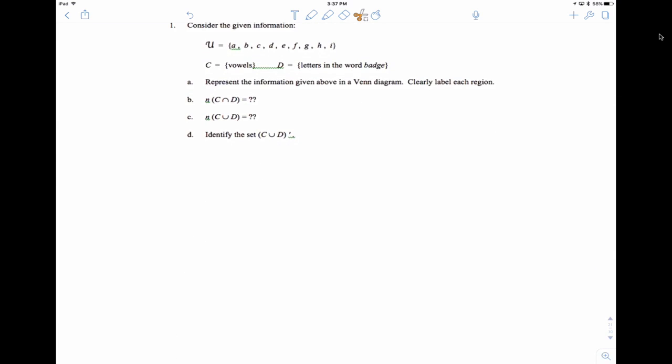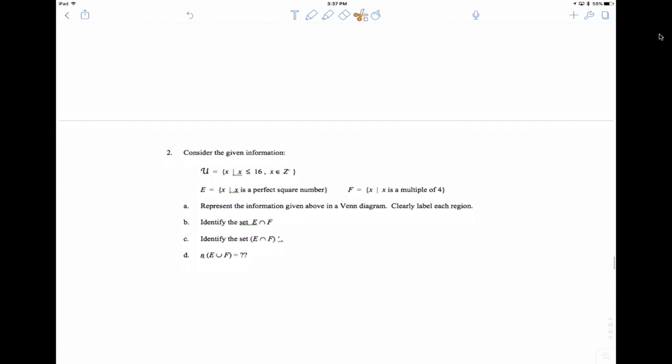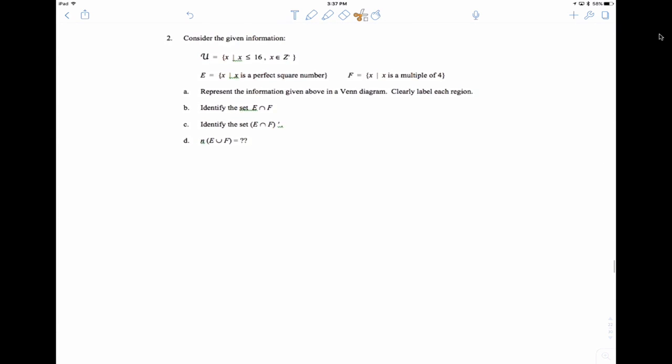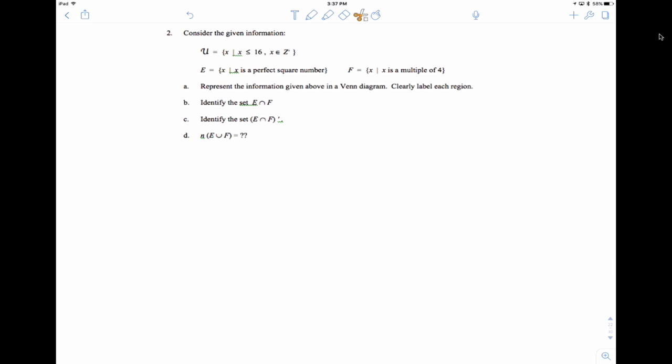Let's jump in, maybe not that one, we've done it before, though we didn't do the Venn diagrams. We did the set notation. How about this one? Probably a good one to jump in at. So here we go. We've got our universal set, 0 through 16, perfect square numbers, multiples of 4. Represent that in a Venn diagram.